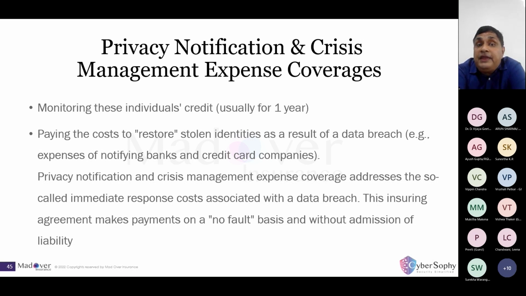The next thing is paying the cost to restore the stolen identities as a result of data breach. Example, you may have to notify banks, you may have to notify credit card companies. The banks and credit card companies may actually have to replace the cards. You will be responsible for that. You will have to pay for that. Those costs also are covered by some of the insurance policies. Basically, one thing you have to remember, all these are related to no fault liability. Fundamentally, whether there's a fault of the client because of which the breach has occurred of the insured, or there's no fault, each of these expenses are covered under the policy.